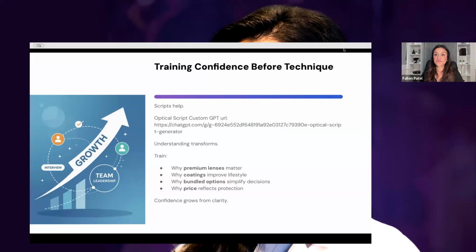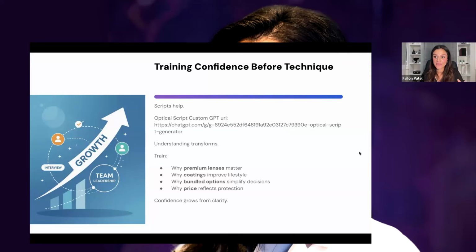So, training for confidence before technique. Scripts help. So this is that optical script generator. Use it. I created this script generator, and I'm going to share it today, so you can open this up. This is based on a few modules from webinars ago, where we talked about having optical scripts ready and other tactics for KPIs. If you're not too sure how to establish that, you can always go back to those previous learnings and work through them. But this is an optical script custom GPT that we created for you all, and it's based on that method.